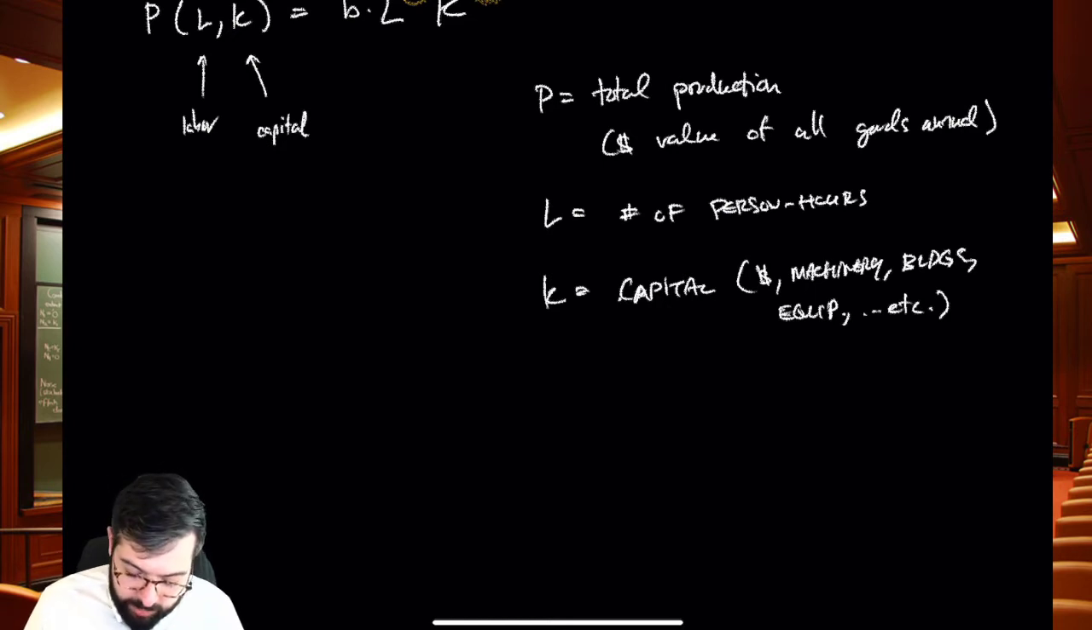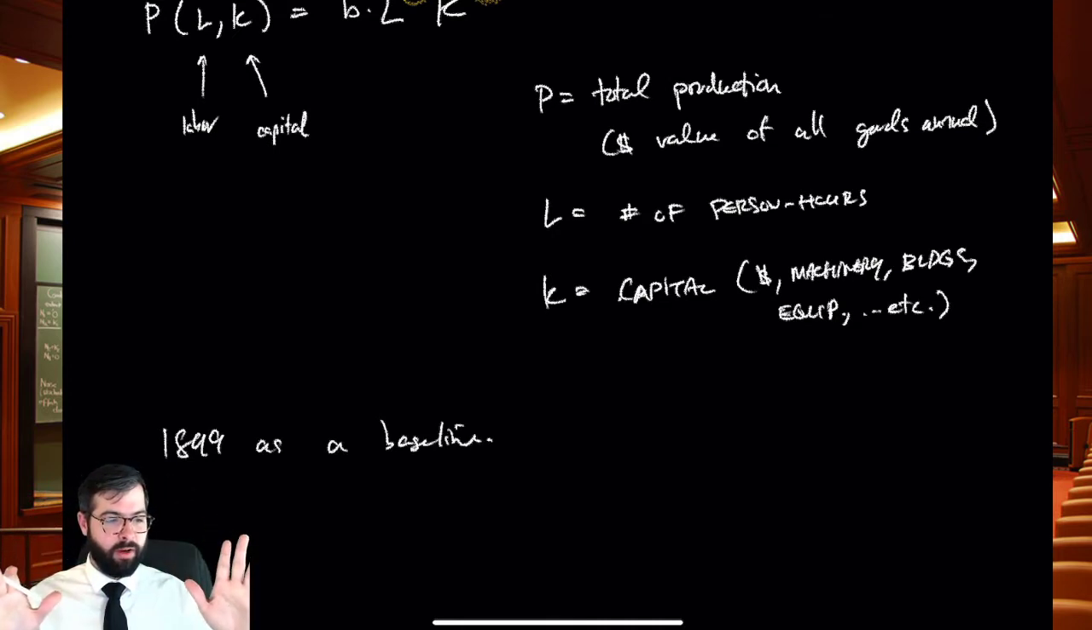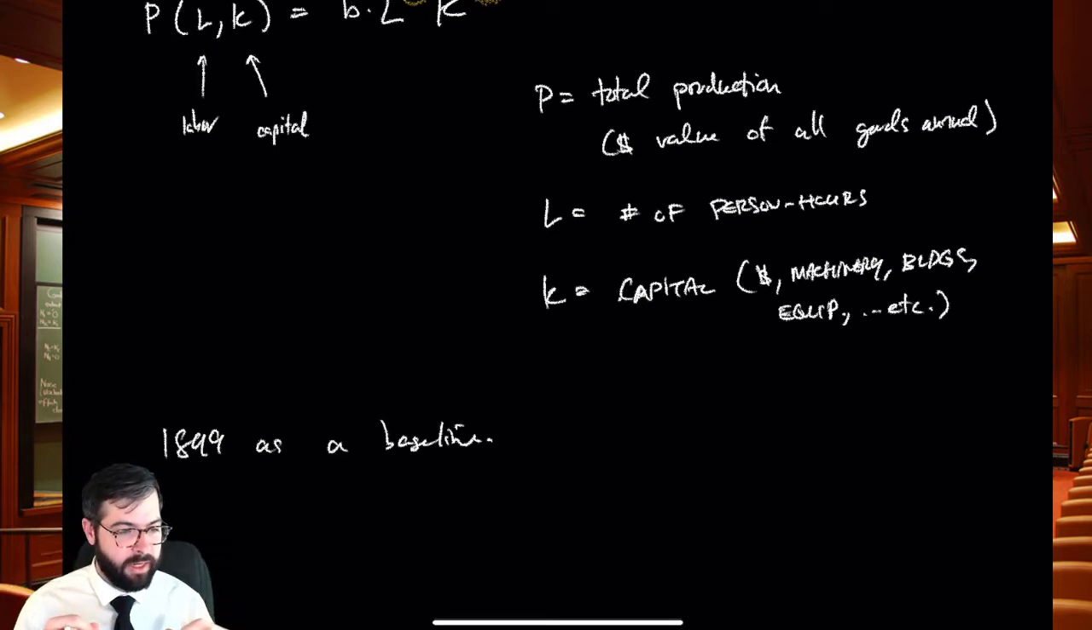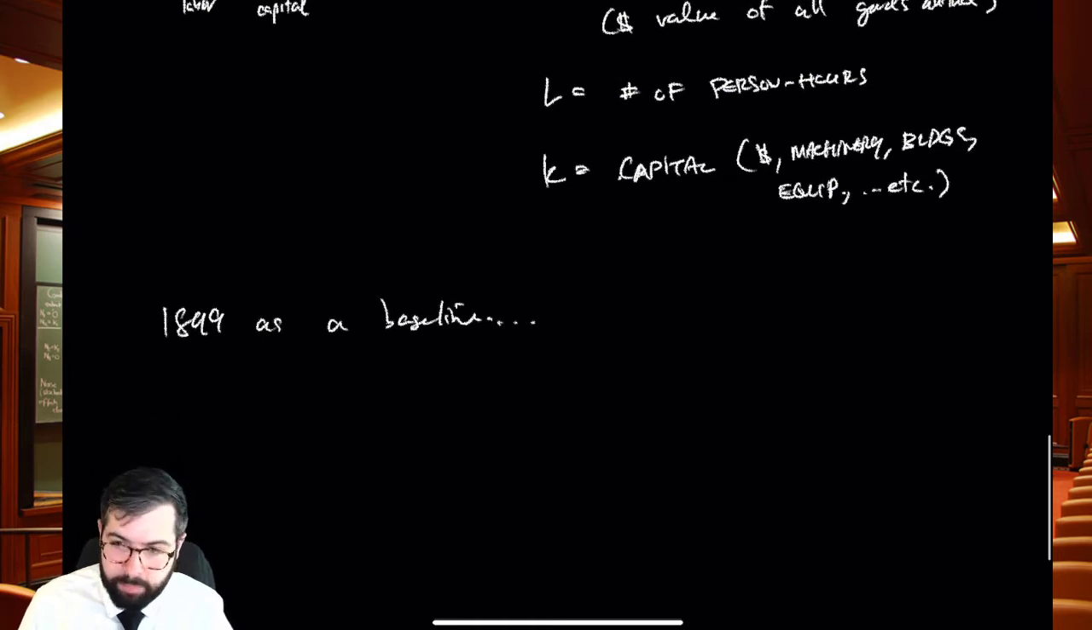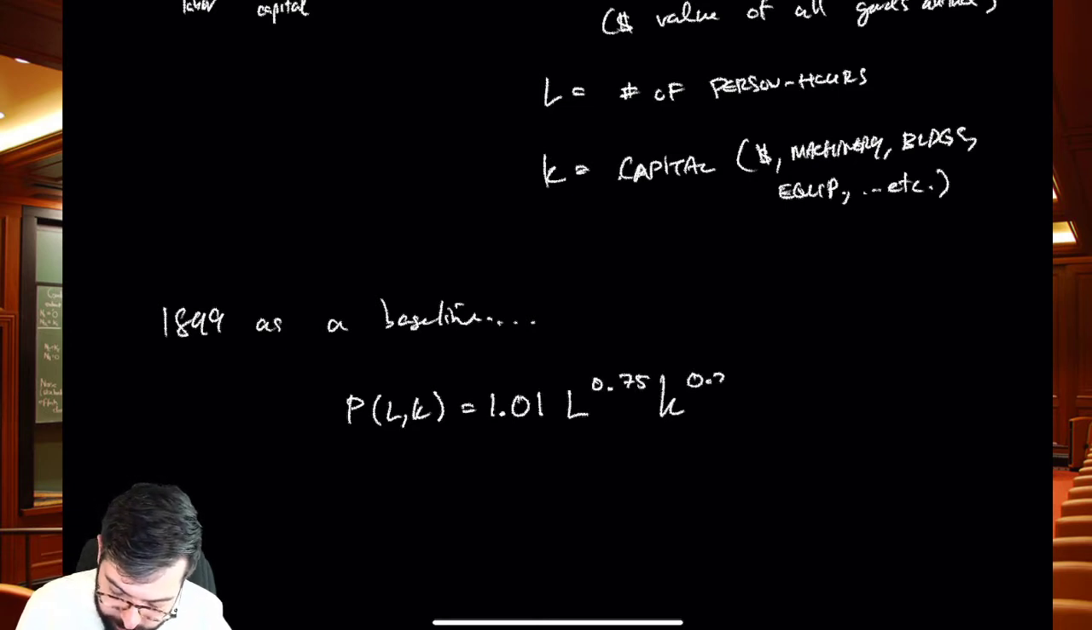And what they did was they used 1899 as a baseline and said, all right, we're going to call this 100. We're going to index it and say, this was a great year to base everything else off of. And so we called this level 100, and then everything else off of that, if it's 120, well, that's 20% more than it was in 1899. So it's a way to normalize the numbers. And so what they did with that, they performed a little bit of regression from the data, and they came up with this, which is 1.01 L to the 0.75 K to the 0.25.